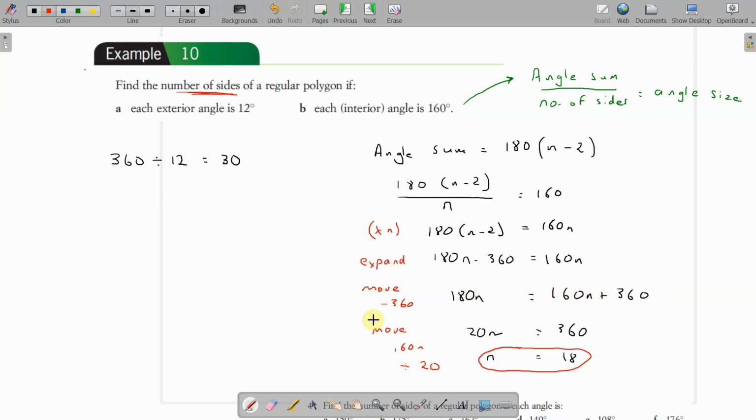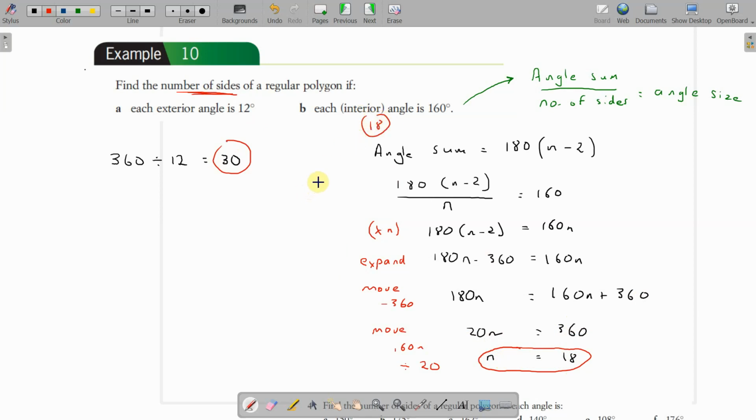And then I moved, what did I do next? Divided by 20. There's something else happened here. That's right, yes, I moved that over there. So take the 160 and put it there. That left us with only 20n. 180 minus 160 is 20. And then that left 360 there. Then I divided by 20. The number of sides then equals 18. Number of sides there is 30. Number of sides here is 18.